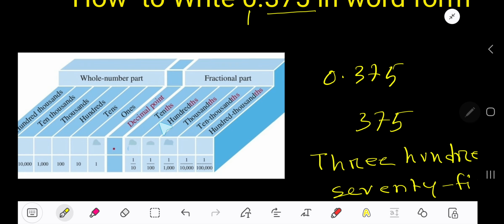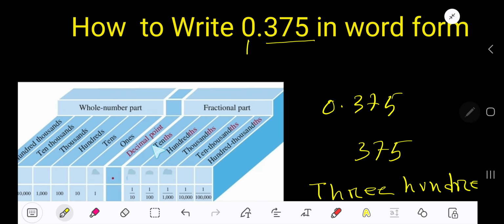After the decimal we have the tenths column. In the tenths column we are getting 3. Then we have the hundredths column, we are getting 7 here. And after the hundredths column we have the thousandths column. Here we have 5. Here the whole number part is 0 before the decimal.